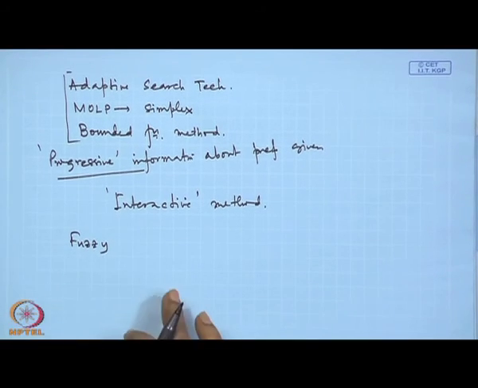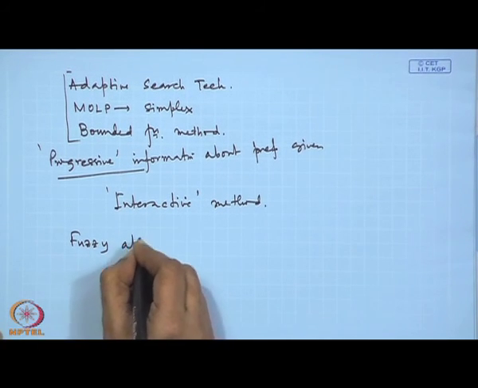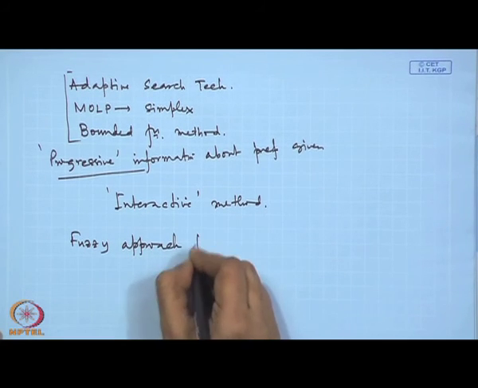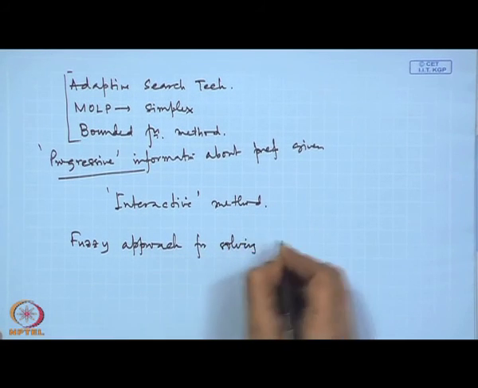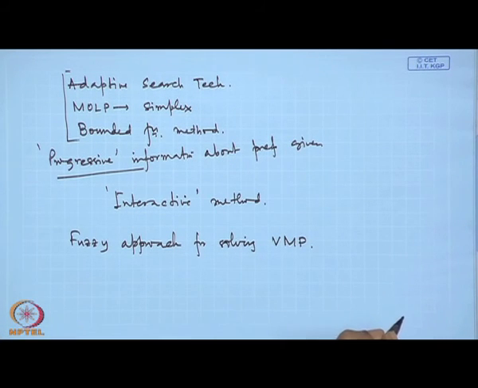There is another nice technique, invented in 1978, the fuzzy approach for solving vector maximum problems, where the multi-objective problem is converted to a fuzzy programming problem by considering the satisfaction of the decision maker about each objective function. It converts that satisfaction level to a membership function and tries to maximize the overall satisfaction together.